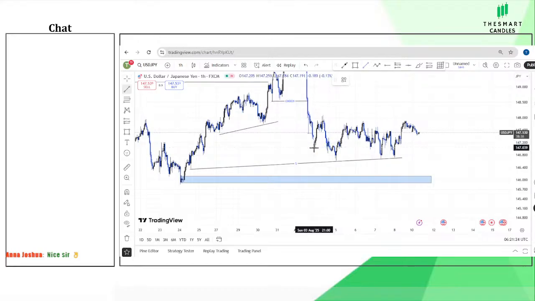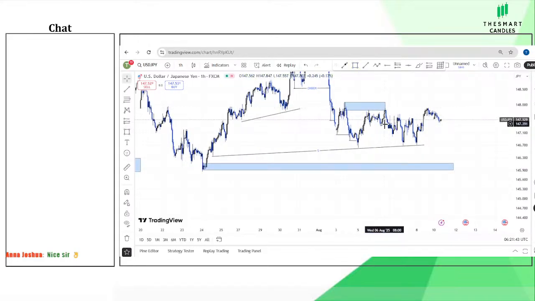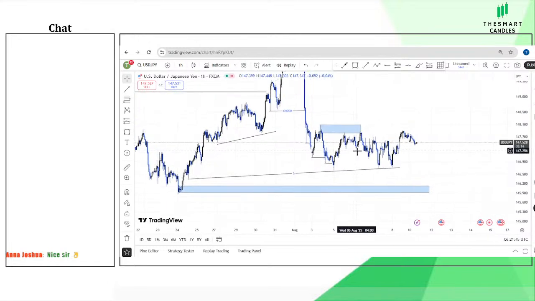We had the last break here to the downside. We had this order block at this point. That was our order block.